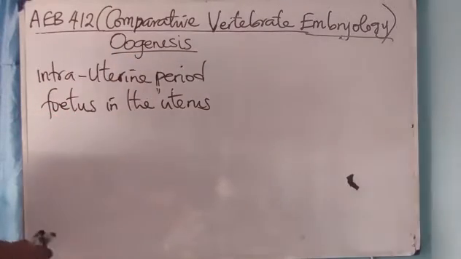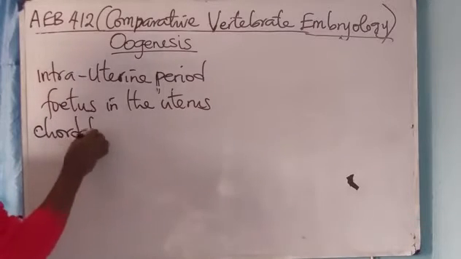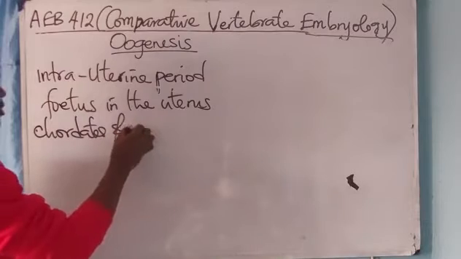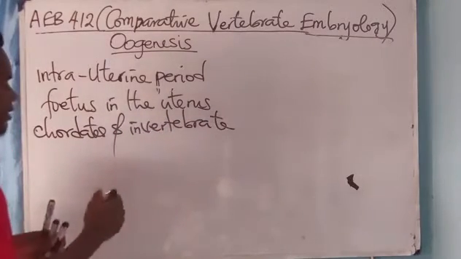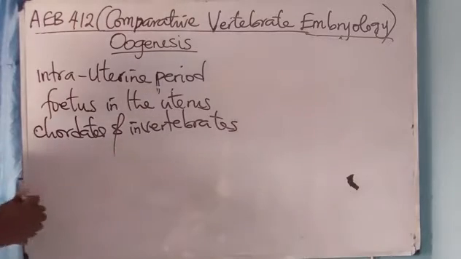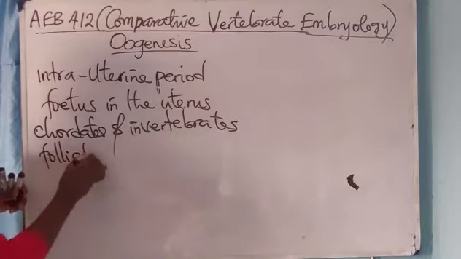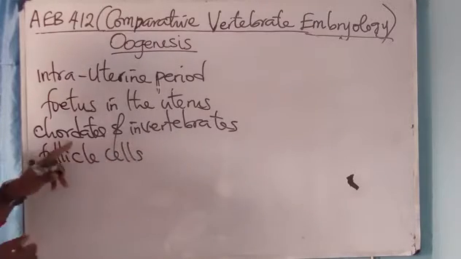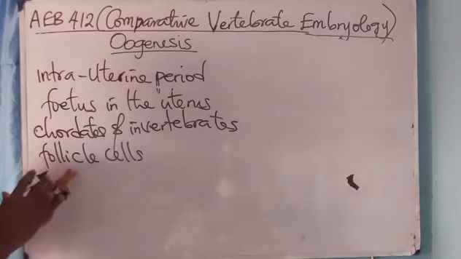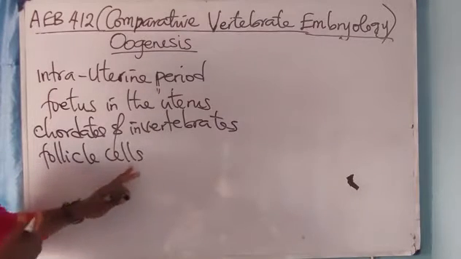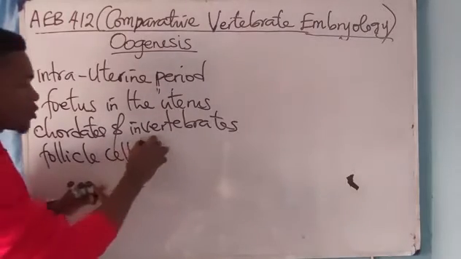Take note of that. But in chordates and invertebrates, these oocytes are surrounded by special cells called follicle cells. The follicle cells and the oocytes are collectively called what? Follicle.